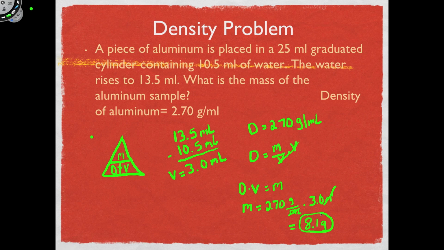Pretty straightforward problem. Not anything too difficult. And you should know the formula for density, M over V, know what each of those variables represents, and be able to solve for any of the three variables. All right. So that's a little bit about density.